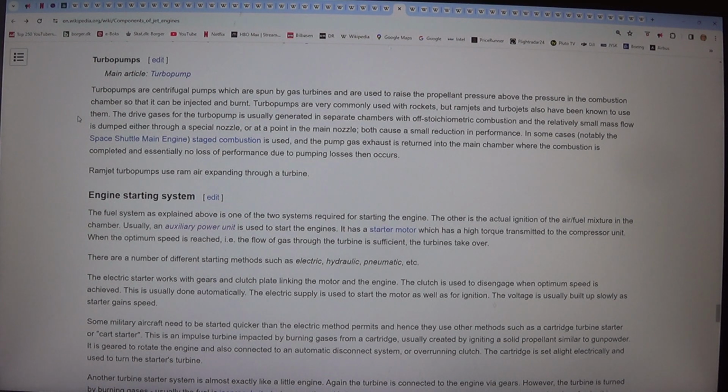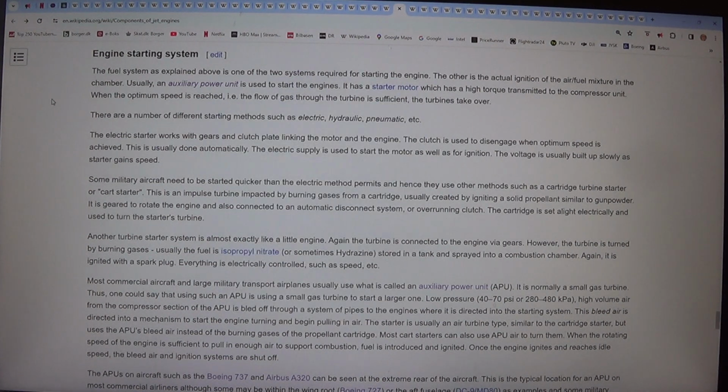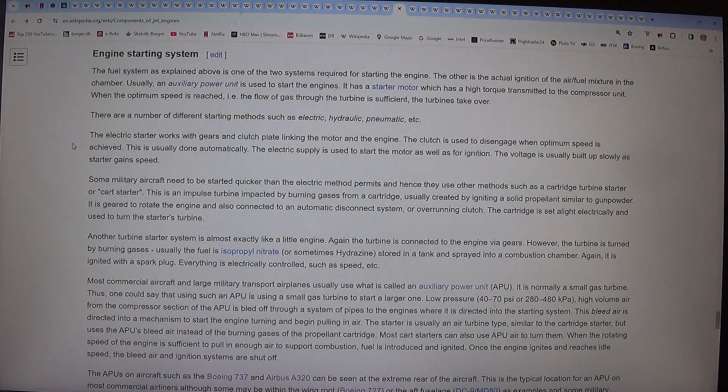Engine starting system. The fuel system as explained above is one of the two systems required for starting the engine. The other is the actual ignition of the air/fuel mixture in the chamber. Usually, an auxiliary power unit is used to start the engines. It has a starter motor which has a high torque transmitted to the compressor unit. When the optimum speed is reached, i.e. the flow of gas through the turbine is sufficient, the turbines take over.